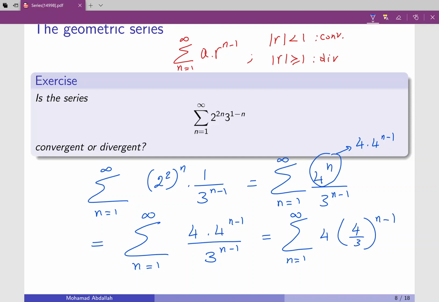So it is a geometric series. The value of a is equal to 4. The value of r is equal to 4 over 3. However, it's easy to see that r is bigger than 1. And once r is bigger than 1, then I can conclude that the series is divergent by the theorem that we have stated earlier about the convergence of series. So this is divergent, because the ratio r is bigger than 1.